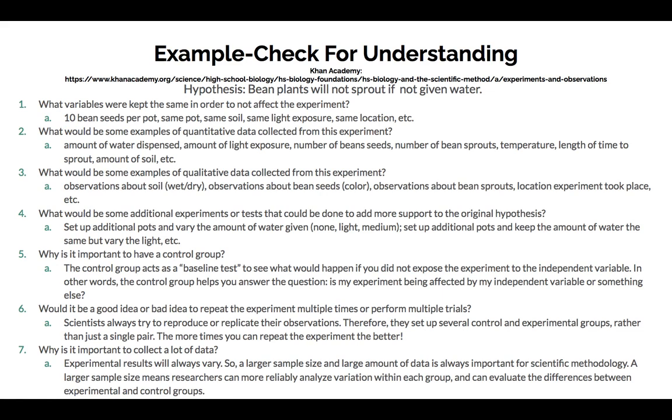Why is it important to have a control group? The control group acts as your baseline test to see what would happen if you did not expose the experiment to the independent variable. In other words, for this experiment, what if it wasn't the water that was affecting the bean plant sprouting? Is my experiment being affected by my independent variable, or is something else affecting it?